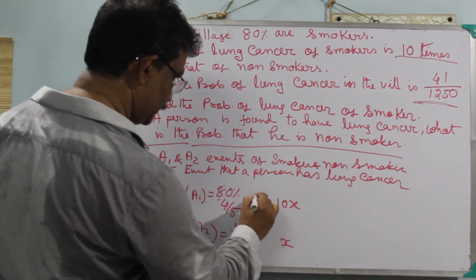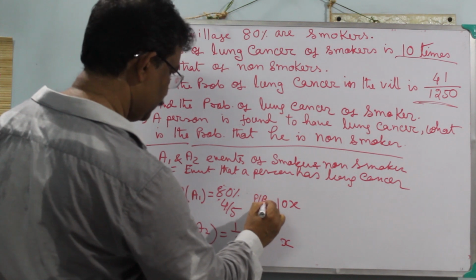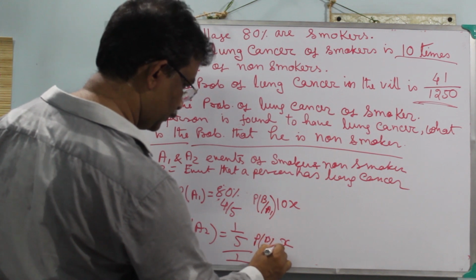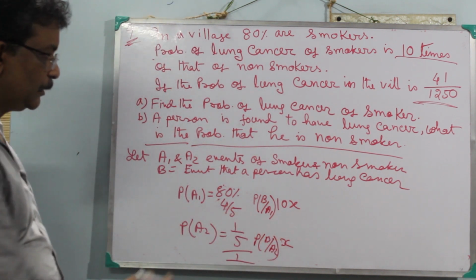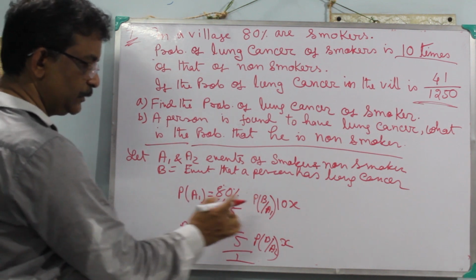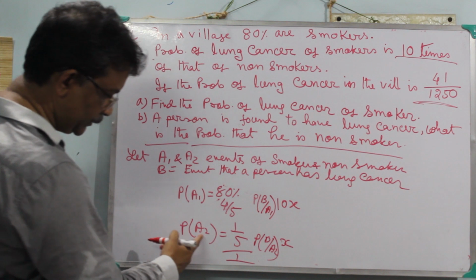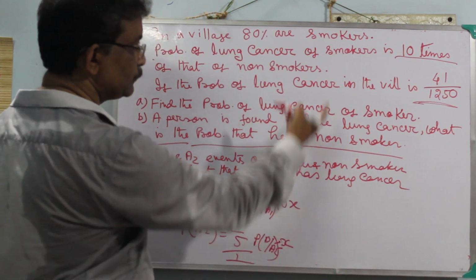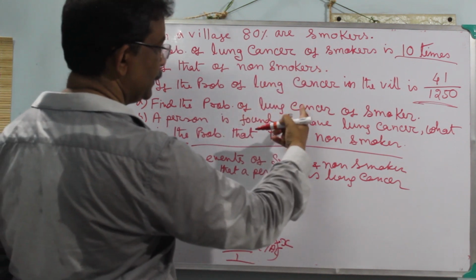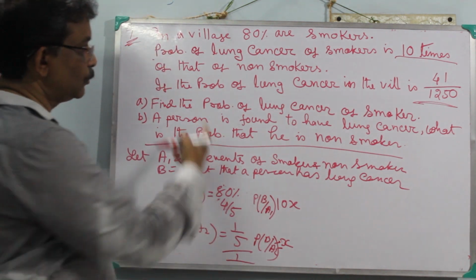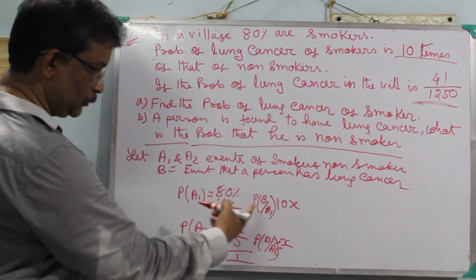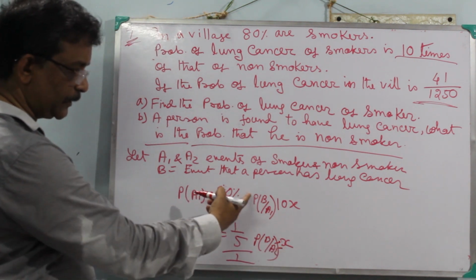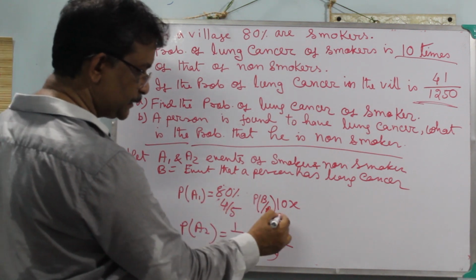The probability of each is not given. That means it is probability of event B when A1 occurred, and probability of B when A2 occurred. A2 means non-smoker. Suppose the probability of lung cancer for a non-smoker is x. Because we don't know x, but the total lung cancer probability is given, the probability of lung cancer when he is a smoker is 10 times, that is 10x.